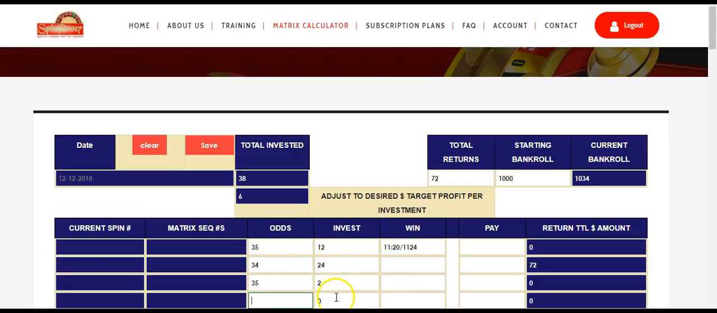So let's say you had 3 misses. Just for some reason you had 3 misses, and you put in the odds will be 34, this will be 33, this will be 32. Let's say the invest amount says 3. So it's going to be 3 plus 1, which is 4.